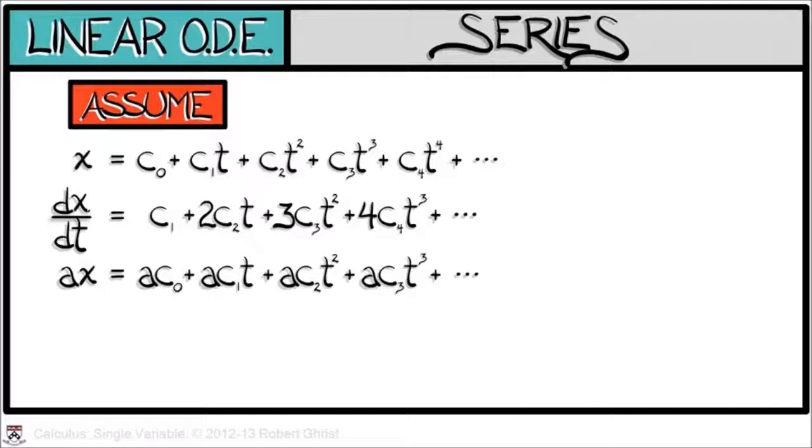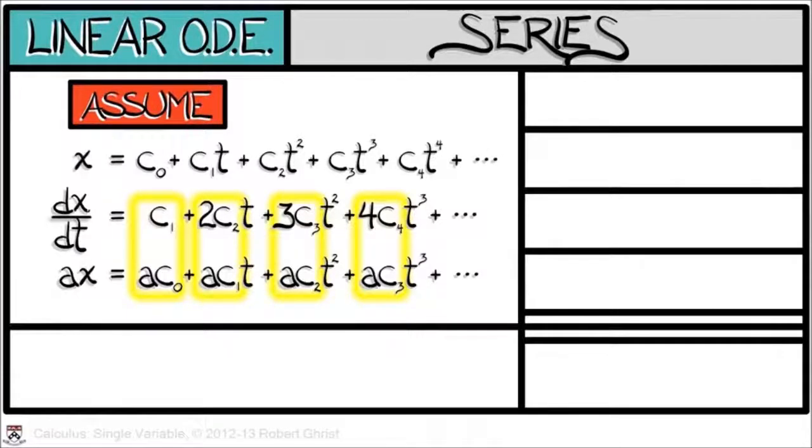Now, here is the important step. If we have two series that are equal, then their coefficients in front of the various terms must also be equal. And now we can work one step at a time. The constant terms, equating them, tell us that c1 is equal to a times c0. Well, that's good. If we knew c0, we would know c1. What does the next equation, that of the first order coefficients, tell us? Well, it tells us that c2 is equal to 1/2 a times c1.